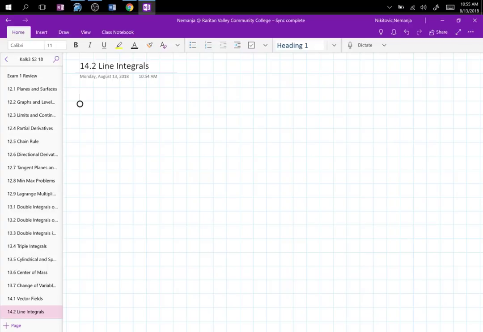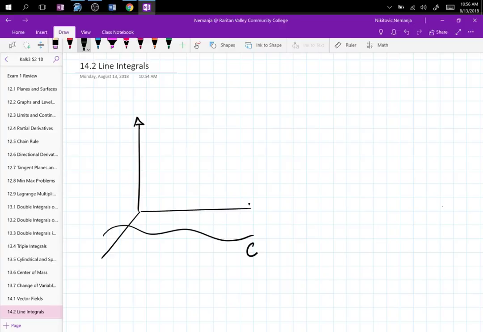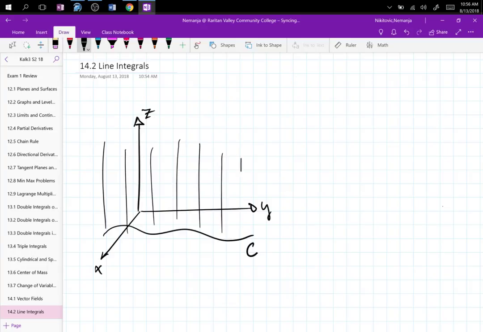So in 3D space, we have some kind of a line. We call that line C. That line is in the XY plane. And then from that line, we have the curtain going up, and then we have some kind of top that is governed by z equals f(x, y).